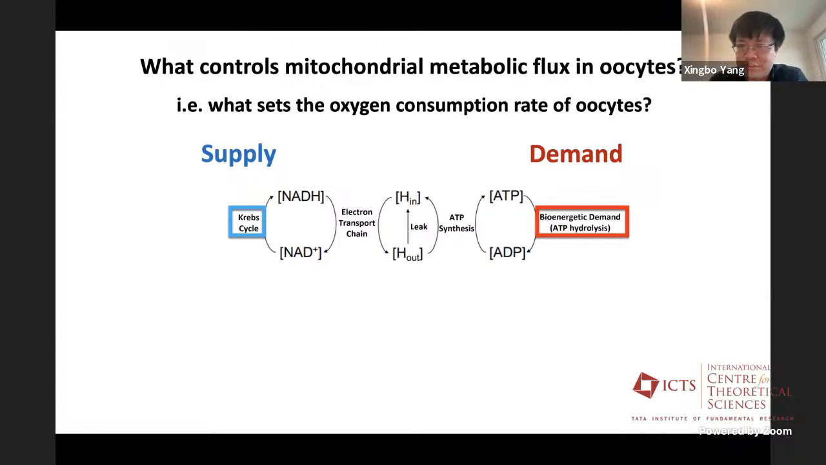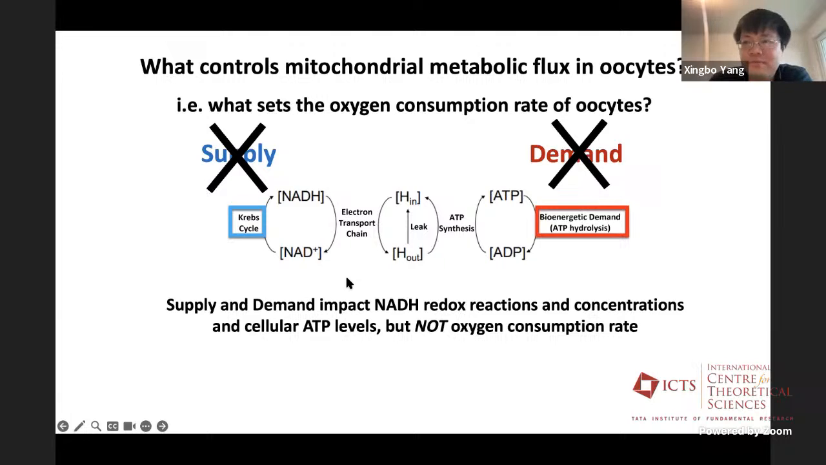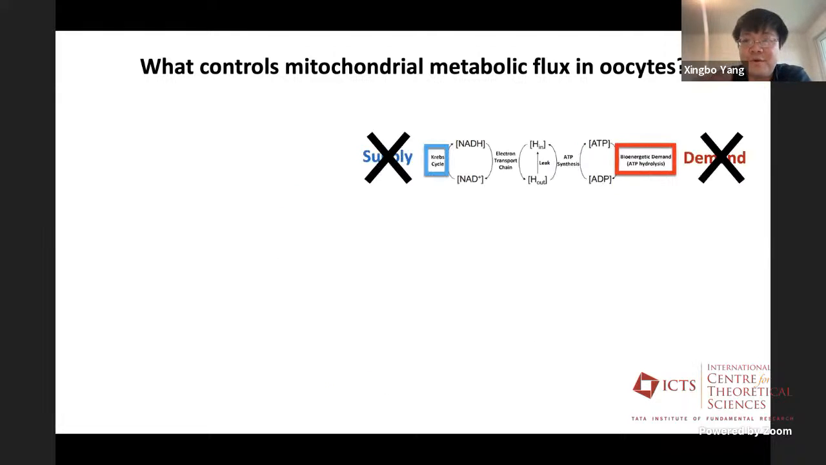I'm making a conclusion here, where I tested supply and demand to see if they are the factors that set or control the oxygen consumption rate of the oocytes, by systematic perturbations and measuring oxygen consumption rate. The answer is no. So supply and demand impact NADH redox reactions and concentrations and potentially cellular ATP levels, but not the oxygen consumption rate, which is very surprising. And we term this flux homeostasis. So this is our observation. But the question still remains: what controls mitochondrial metabolic flux?